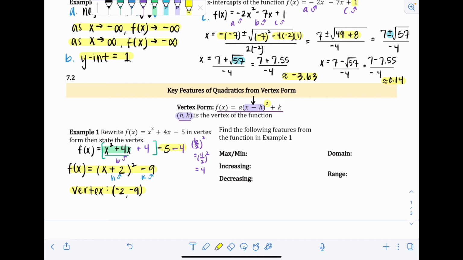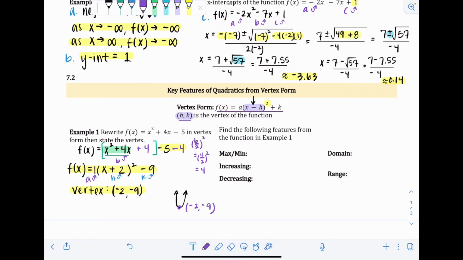Find the following features from the function in example 1. First is max or min. We know a few things about the function. There is an a value, even though there's no number here. If there's no number, it's 1. But the bigger thing is that it's positive, so that means the graph is opening upward. We also know the vertex, so I'm going to put that right here to give us a visual. We just found the vertex is -2, -9.